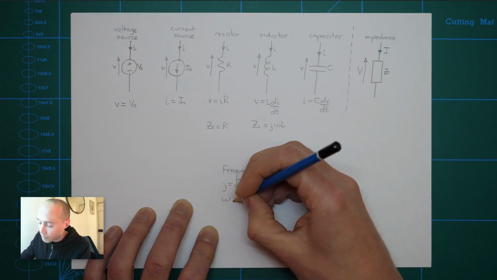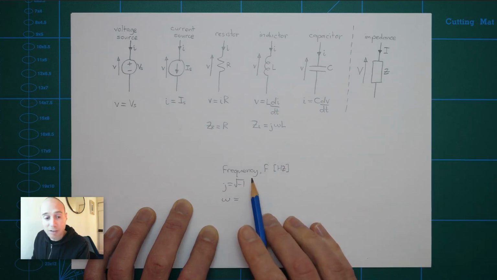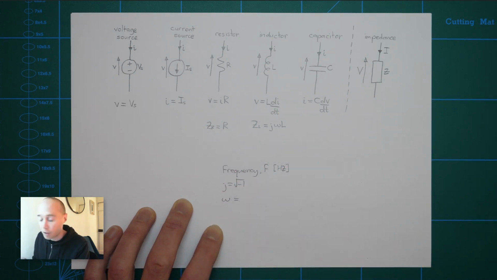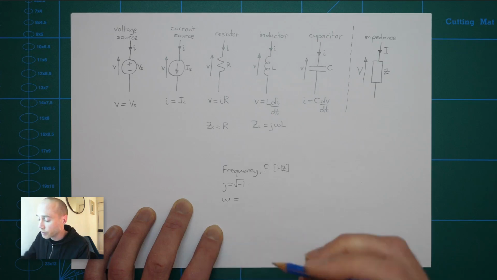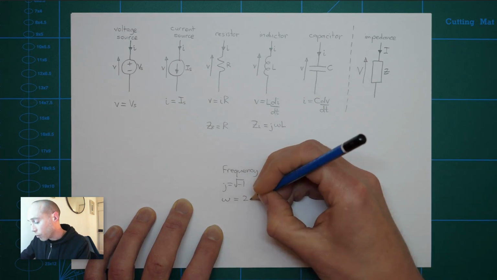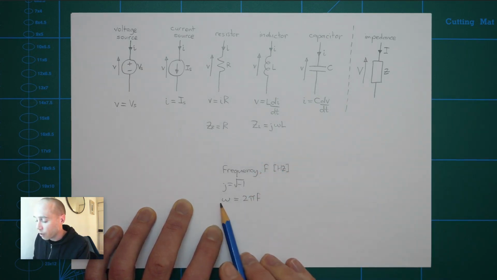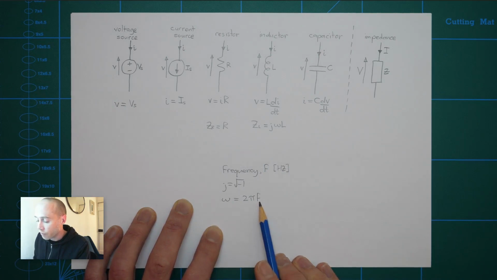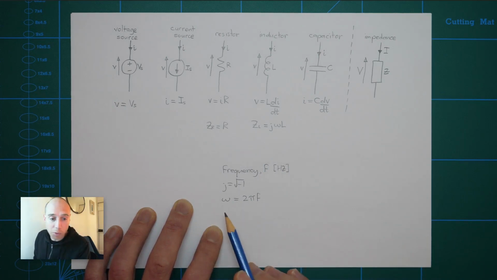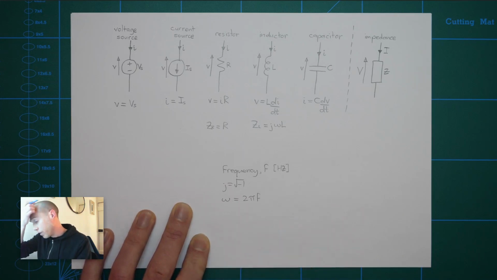So omega is the angular frequency. It's telling us the same physical property of the circuit, like how many oscillations per second basically are occurring in the electrical signals, but it's measured in different units, so radians per second. So 2 pi F is how we calculate omega from F. This is the Greek letter omega. Looks like a W, but it's an omega. So that's 2 pi F.